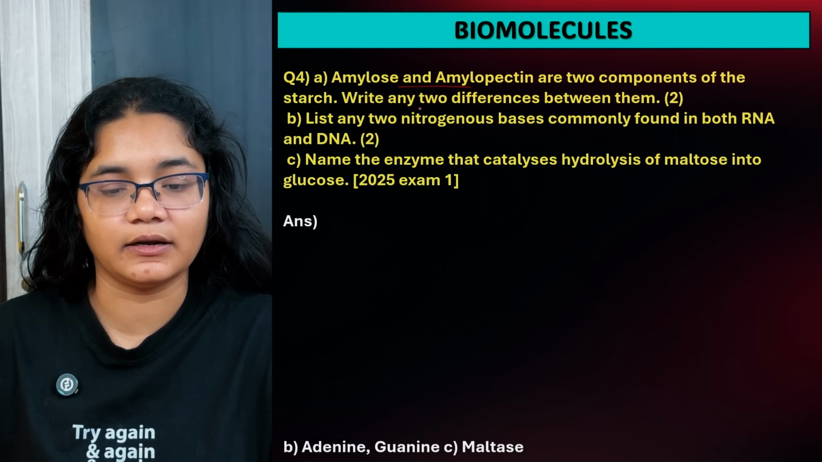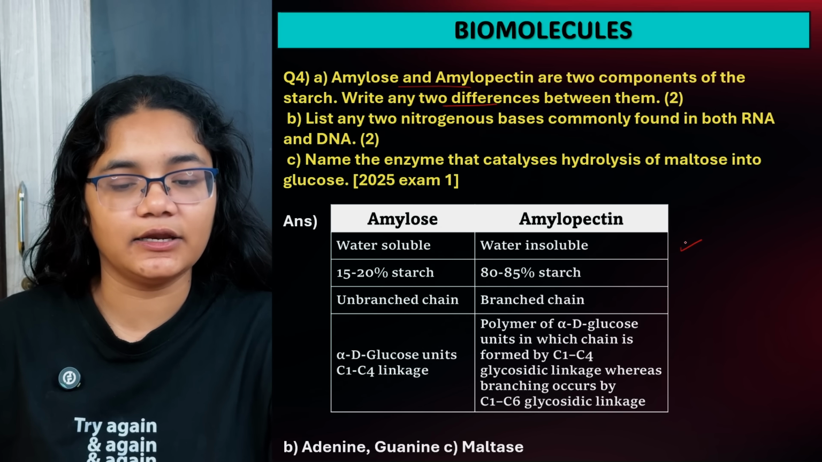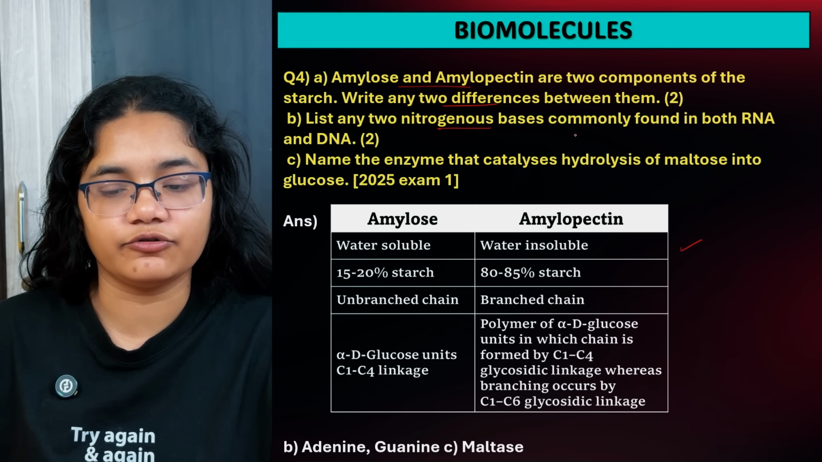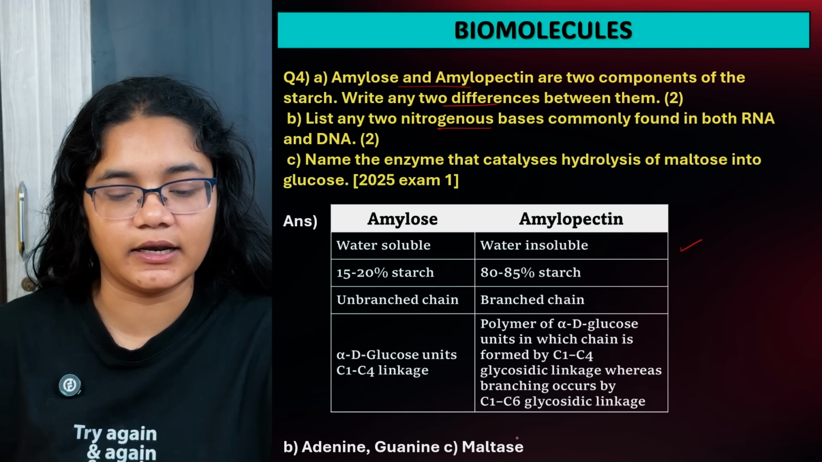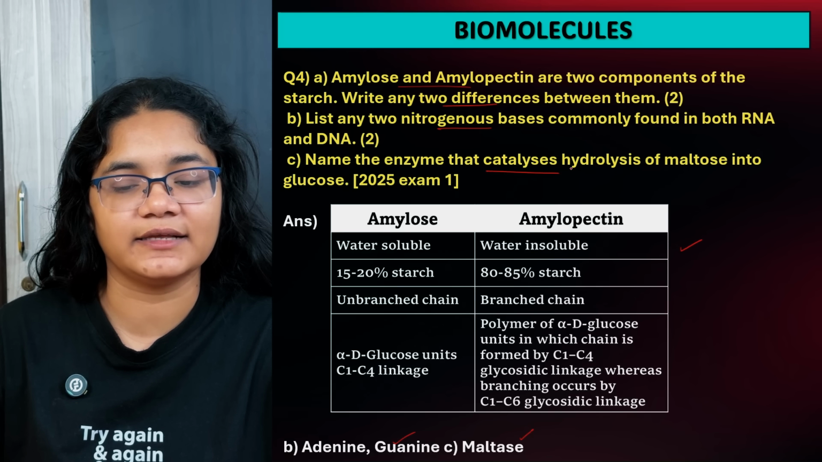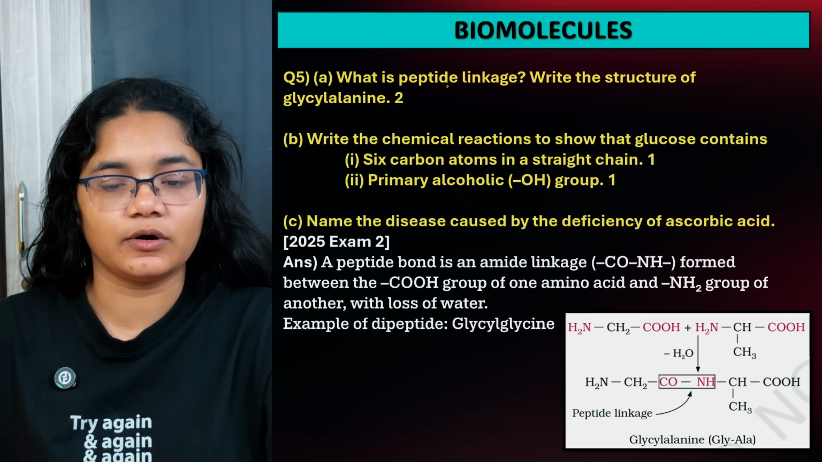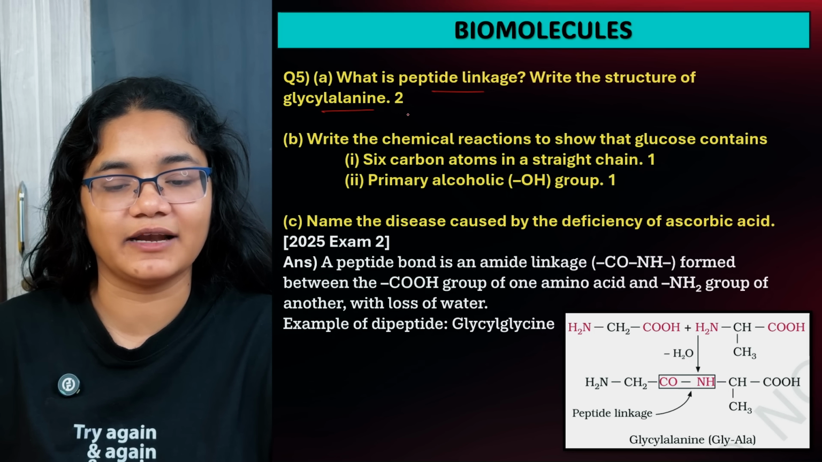Amylose and amylopectin are two components. Write any two differences between them. So here we have 4 points. Any two you can write down. List any two nitrogenous bases found in both RNA and DNA. It is adenine and guanine. And name the enzyme that is used to catalyze the hydrolysis of maltose into glucose. That is your maltase.